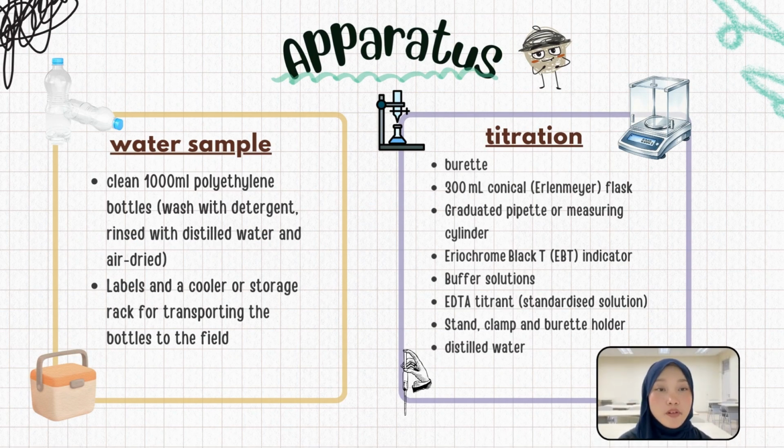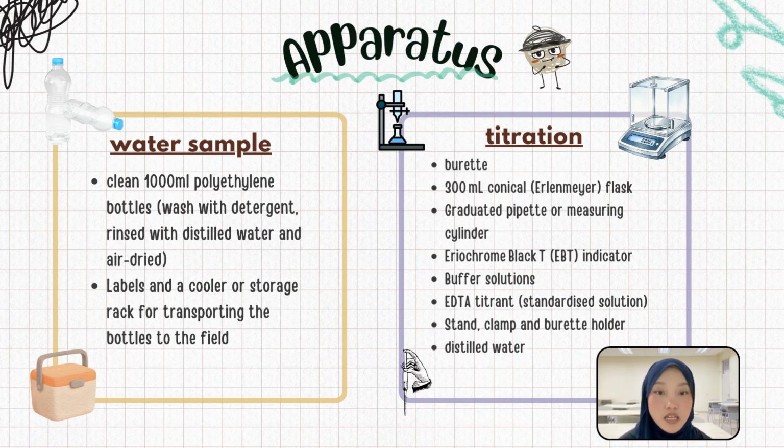This slide shows the apparatus used in this study, which are divided into water sampling equipment and titration equipment. For water sampling, clean 1000 ml polyethylene bottles were used. These bottles were washed with detergent, rinsed with distilled water, and air dried. A label and a cooler or storage bag were also used to safely transport the samples from the field to the laboratory.